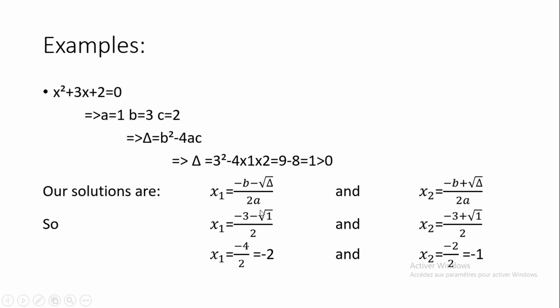So the square root of 1 is 1, as you may know. Then minus 3 minus 1 gives us minus 4 over 2, which gives us minus 2. And x2 equals minus 2 over 2, because the square root of 1 is 1. Minus 3 plus 1 gives us minus 2, so it's minus 2 over 2, which is minus 1.